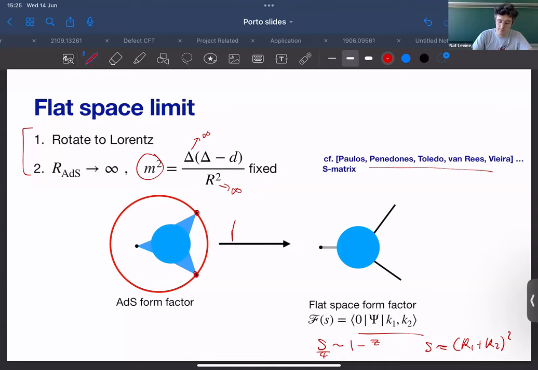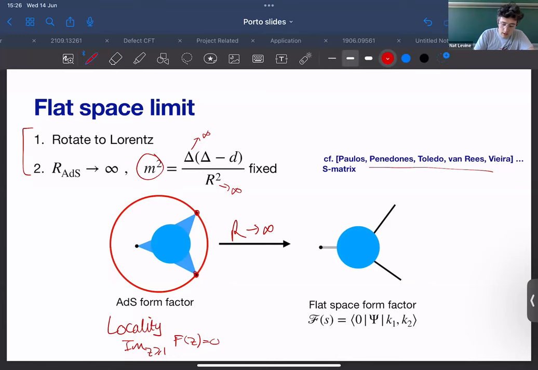And so one important assumption, which we don't justify yet in our work, is that this locality condition in AdS, so the vanishing of this branch cut, translates without failing into the analogous condition for the form factor in the flat space limit. And so this is an important condition.